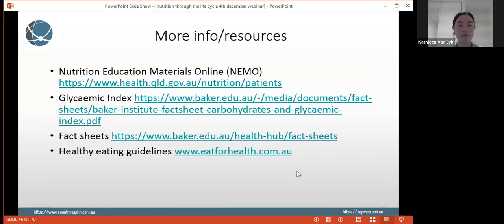If you're wanting a bit more info, again, we'll send you the slides, but these are just some links to some good places to get resources that are practical. The NEMO we use a lot for patient resources, a bit more about glycemic index there from the Baker Institute, fact sheets from Baker Institute, and healthy eating guidelines from Eat for Health.